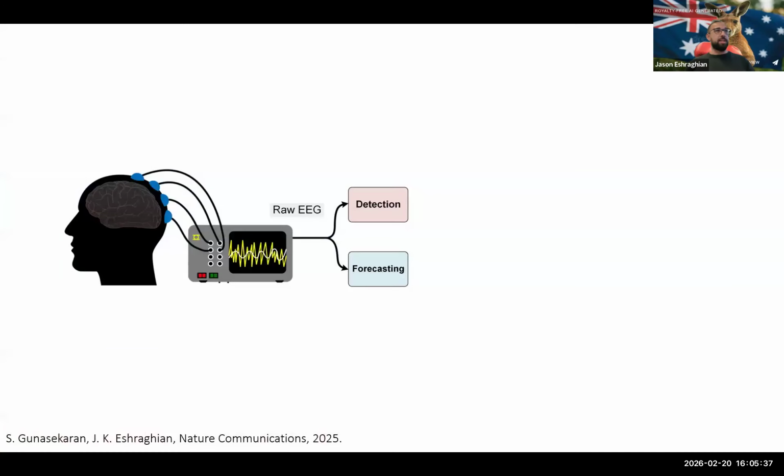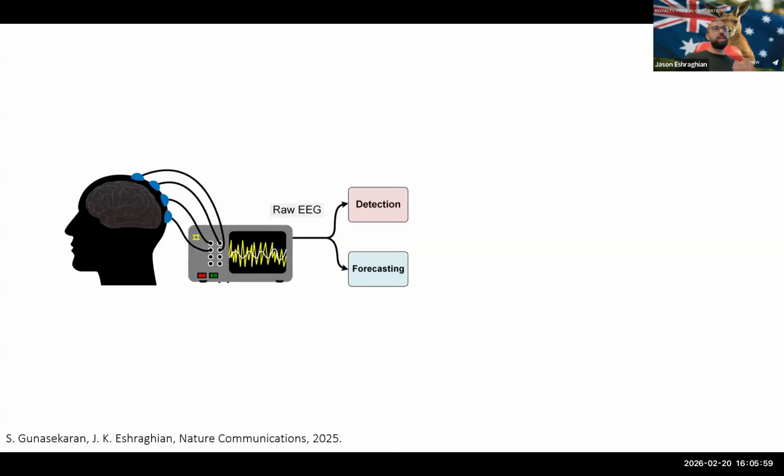I'll take it straight into neural forecasting, right? And the setup is something like this. Take a set of EEG signals. You're recording, you're transmitting a bunch of these waveforms into a pair of neural networks. One of them is a detection model. The other one is a forecasting model.